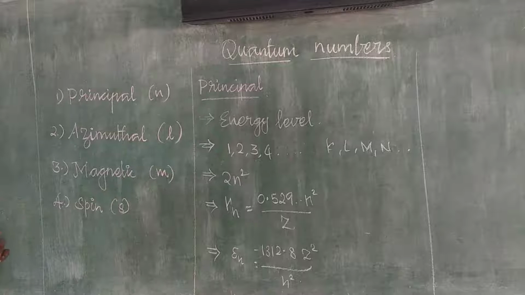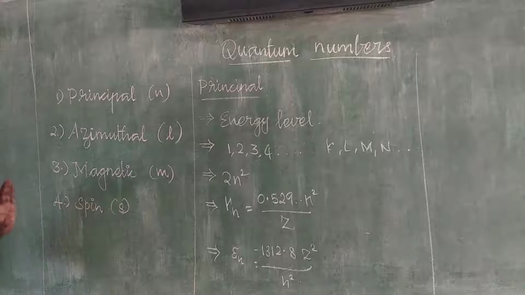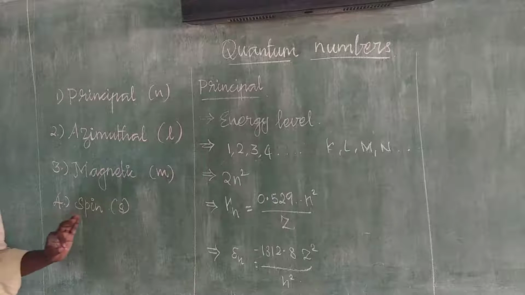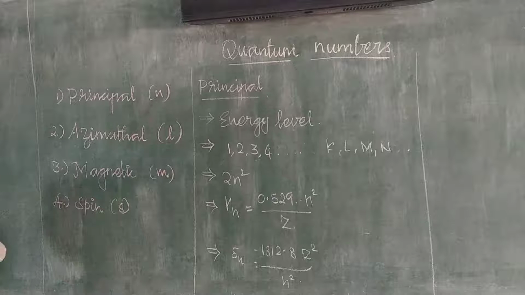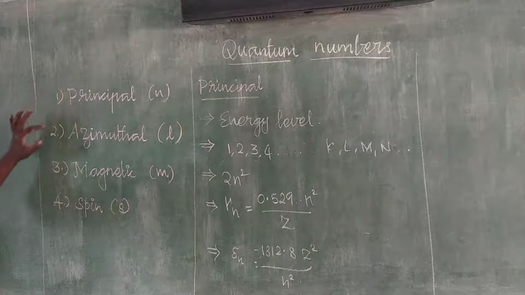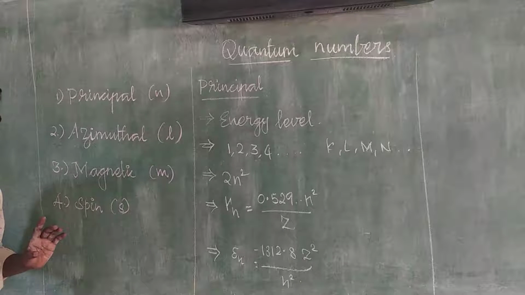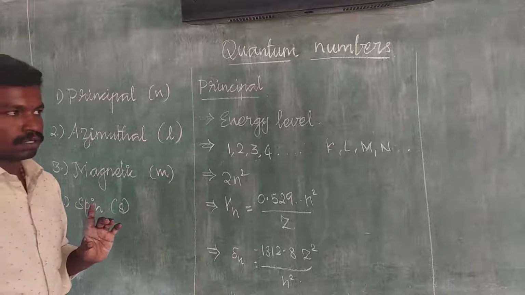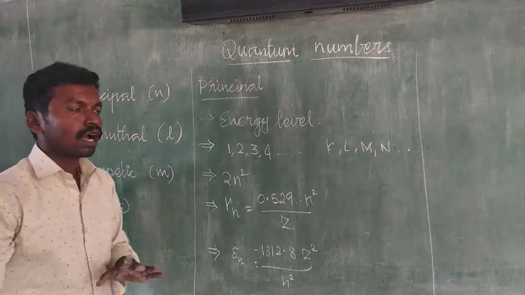These are the various quantum numbers, and this is a very important question. Without knowledge of quantum numbers we cannot study any topics in chemistry. So listen very carefully: principal quantum number, azimuthal quantum number, magnetic quantum number, and finally spin quantum number. Let us see the quantum numbers one by one, and their applications.